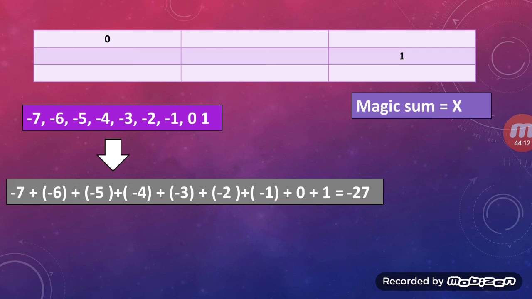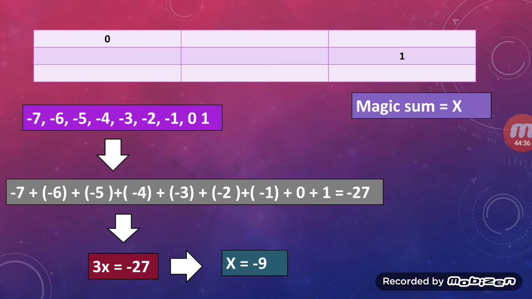Now the next step in this operation is we're going to use the number 3, and we're going to multiply that by the magic sum x to equal -27. So from here, it's as simple as dividing -27 by 3. Now what times 3 equals -27? Well, if you said -9, you get a gold star because you're correct. So now that we have our magic sum, it's no longer x, it's -9.